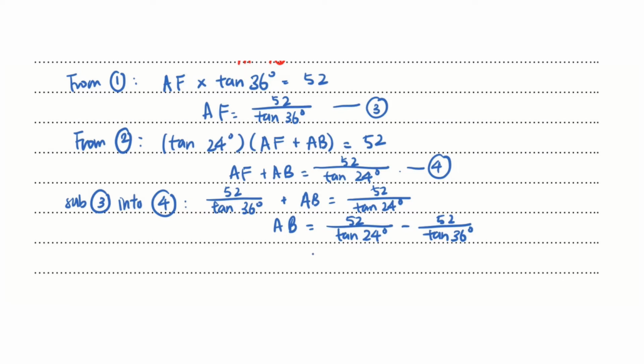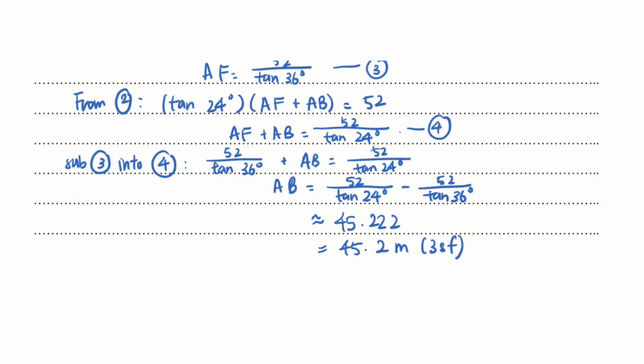Right? So now I can press into my calculator and I will be getting 45.222. Okay, and so the final answer will be 45.2 meters to 3 significant figures. Right, so that will be how we answer question 2.